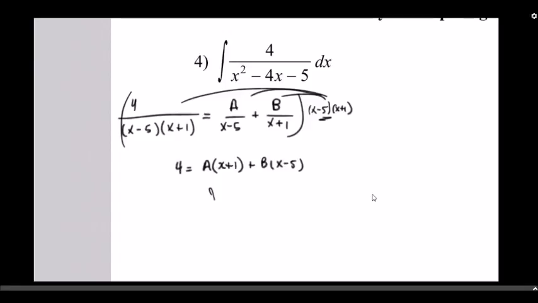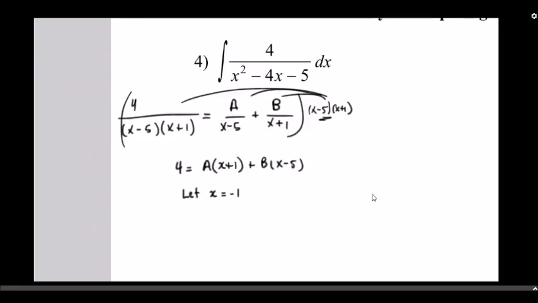So what needs to happen is we need to cancel one of these variables. For example, if I let x equal -1 and then I plug it in for that x, -1 plus 1 is 0. 0 times a is 0. So a disappears, allowing me to solve for b.